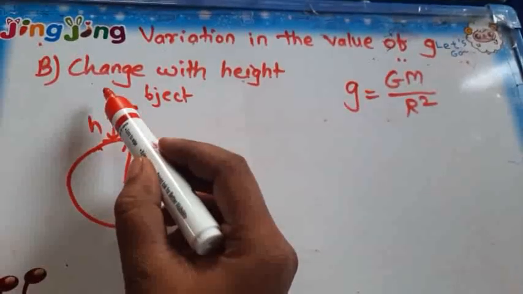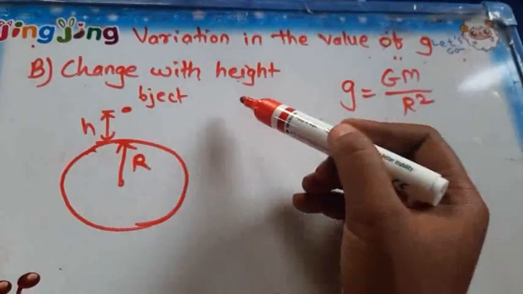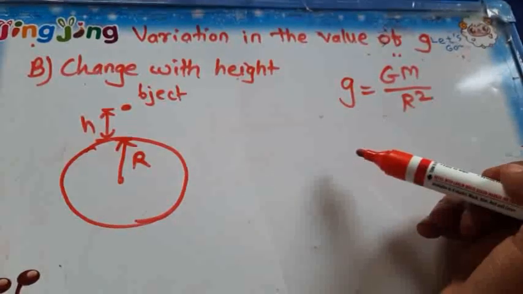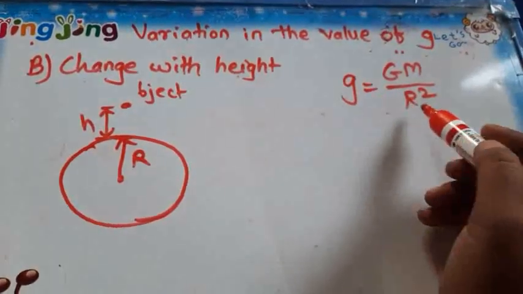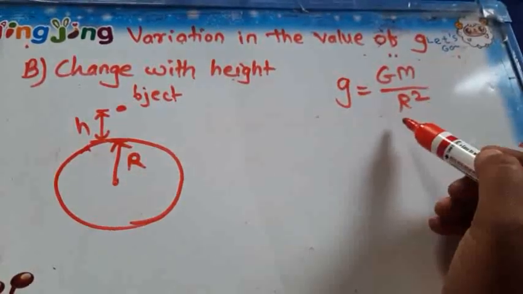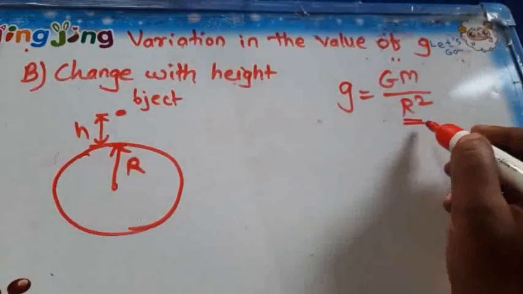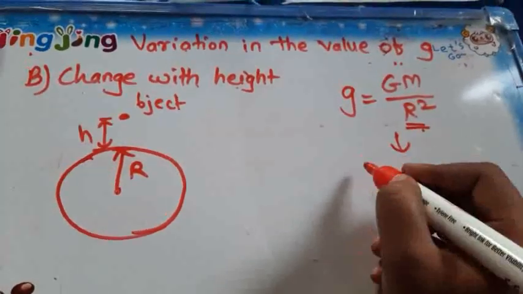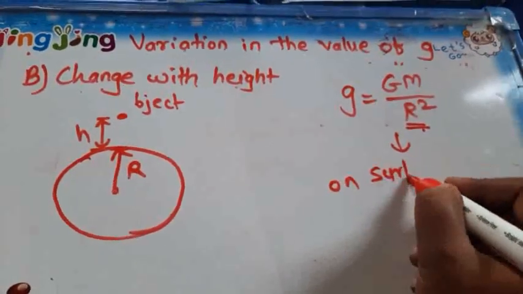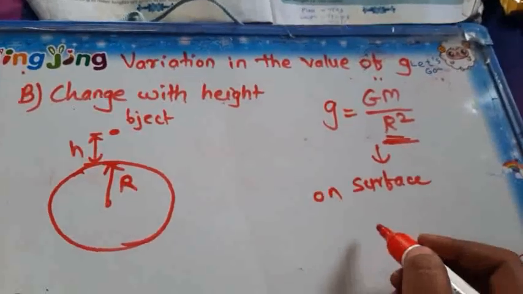Second point is change with height. What is the effect if the height is changed on acceleration due to gravity? Acceleration due to gravity formula is g is equal to GM upon R square, where R is the radius of earth, and this formula is for when the object is on the surface of earth. So here we can use R, that is radius of earth.